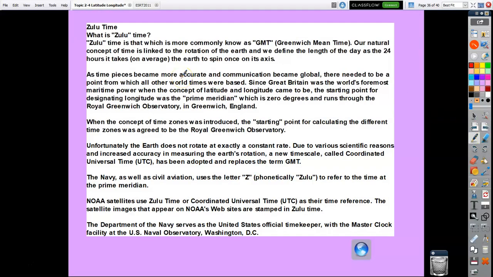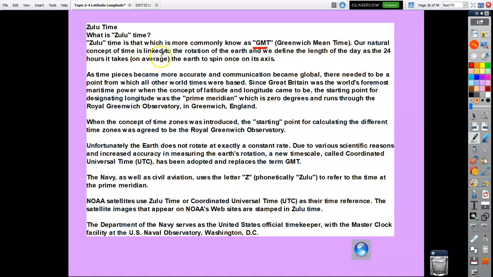Zulu. So this is military. They would use Zulu time. I just threw this in there as extra information. So Zulu is what was most commonly known as GMT. Sometimes you'll see on a computer or a clock, GMT. GMT stands for Greenwich Mean Time.